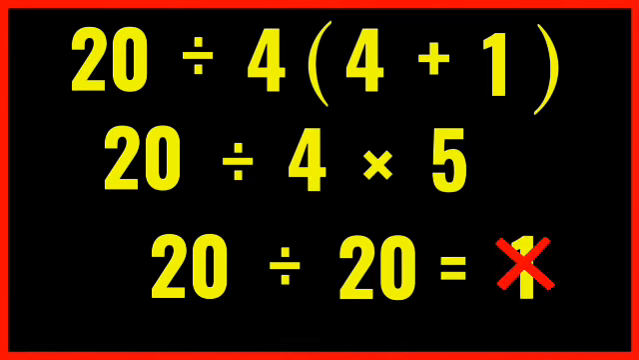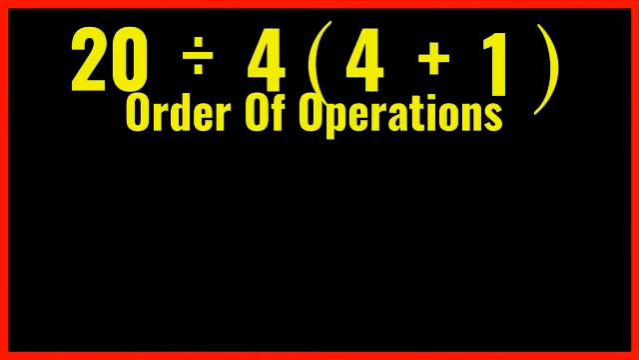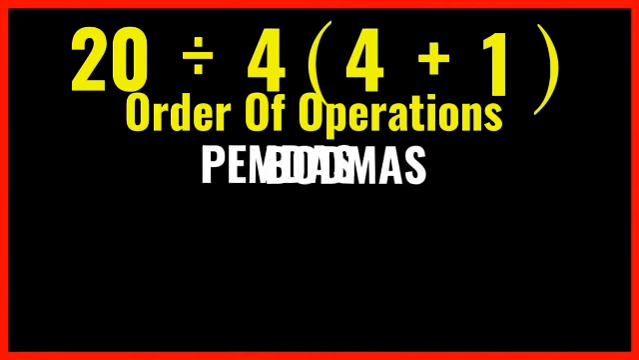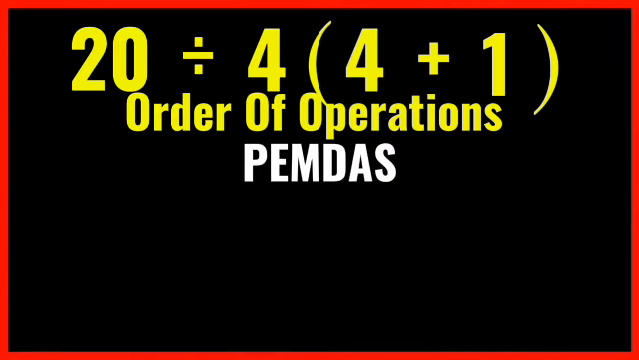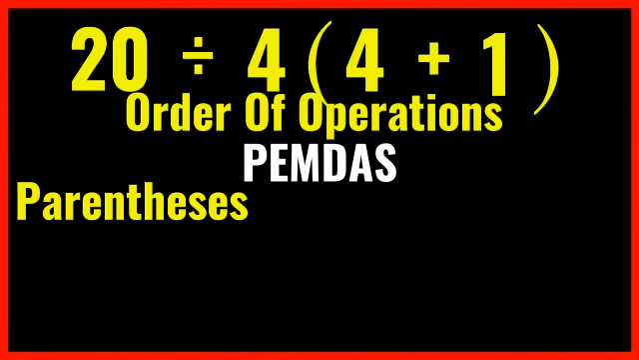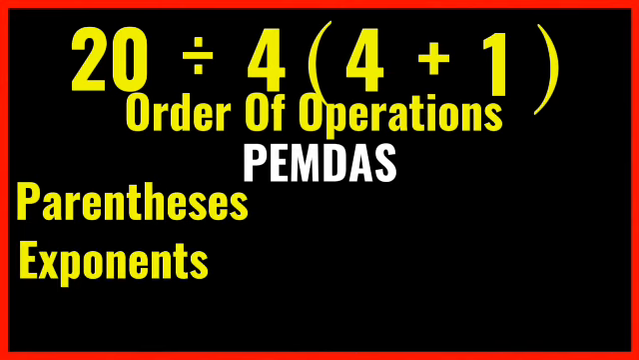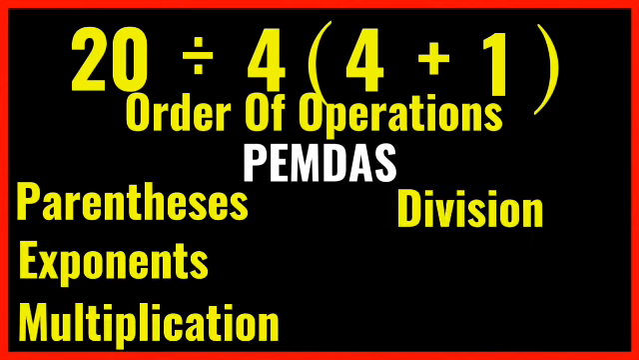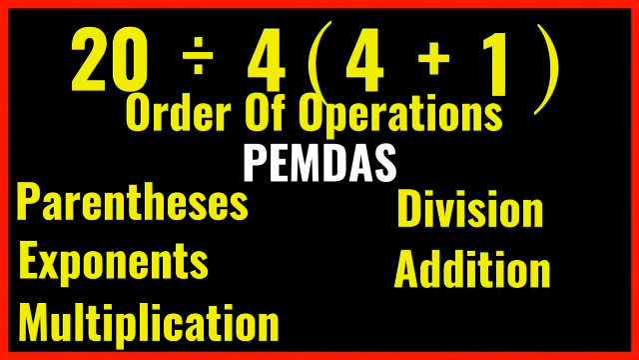Easy, right? Wrong. That answer is not correct because we broke one of the absolute fundamental rules of mathematics, the order of operations, also known as PEMDAS or BODMAS. PEMDAS stands for parentheses, exponents, multiplication and division, addition and subtraction.